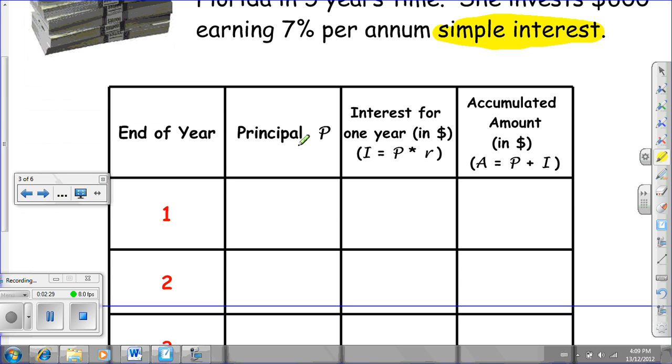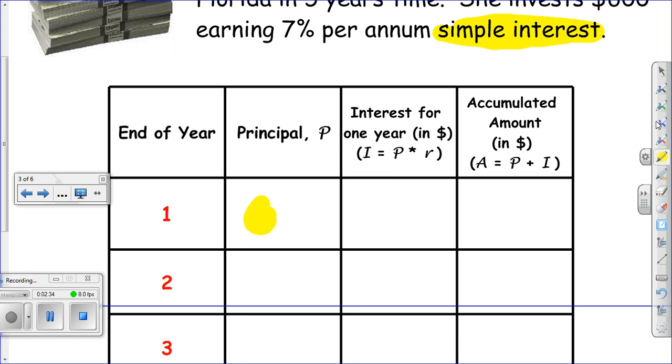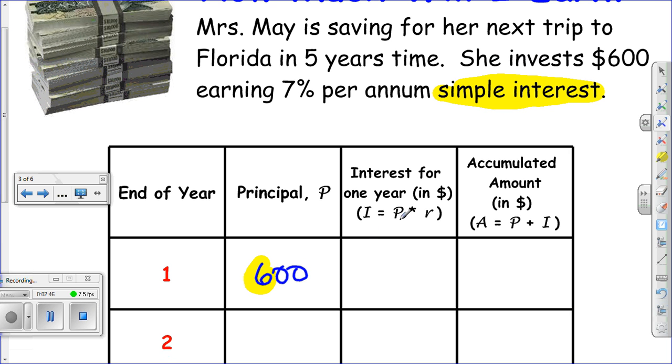Year 1. Her principal is the initial amount she invested, so in this case, it's just 600. And interest is going to be the rate, 7%, multiplied by the principal. Whenever you're given a rate, you want to take that percent and convert it to a decimal. So that's the same as 7 divided by 100, and that's the same as 0.07. You would never ever put a percent directly into any of the finance math formulas. You should always convert them first to decimal and then use them in your calculation.